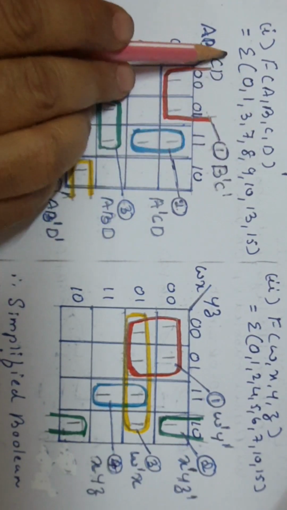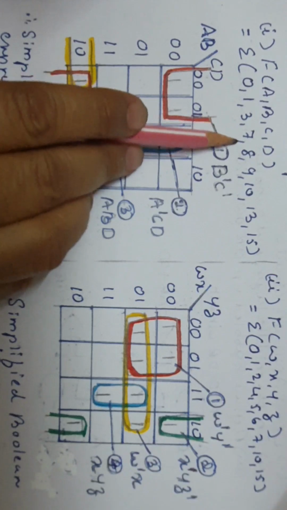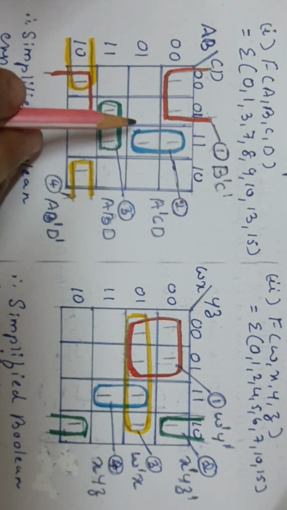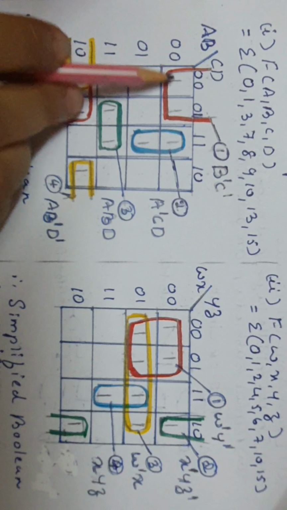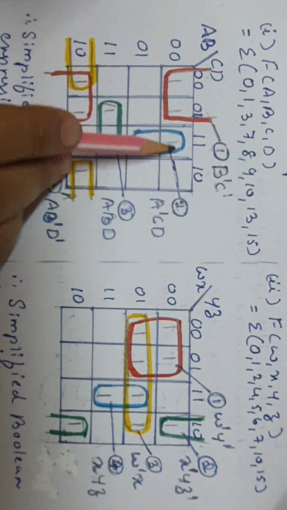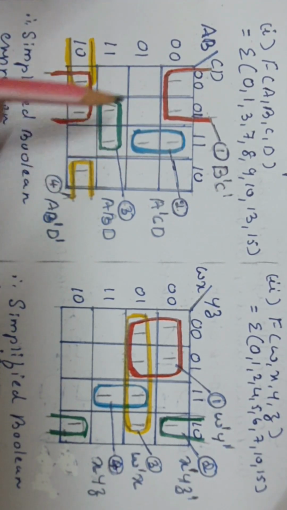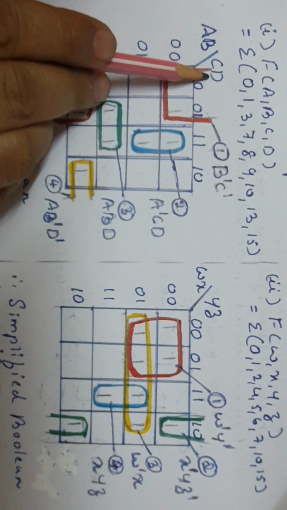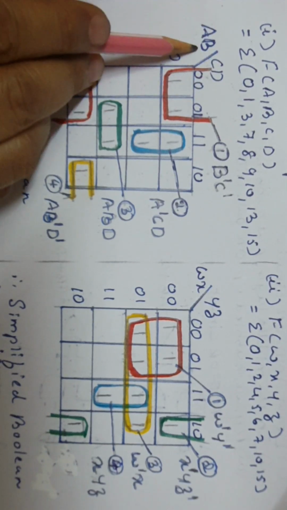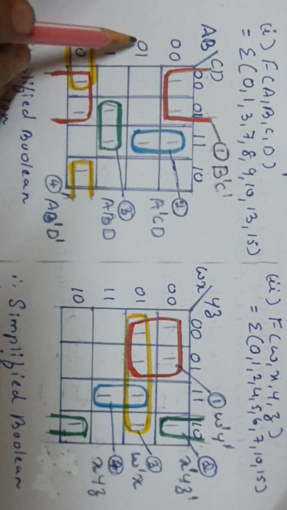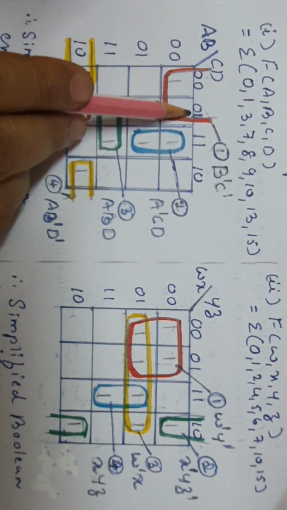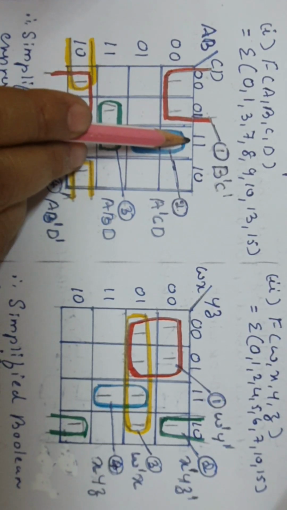F of ABCD equal to sigma m of 0, 1, 3, 7, 8, 9, 10, 13, 15. So here if we observe, the input variables are 4. So 2 raised to 4 equal to 16, hence 16 squares are drawn here. 1, 2, 3, 4; 4 fours are 16 squares. Next, out of 4 inputs A, B, C, D, A, B are written here, C, D are written here. Then 4 combinations for 2 inputs: for A, B, 00, 01, 10, 11 are written here. For C, D, 00, 01, 10, 11 are written here.